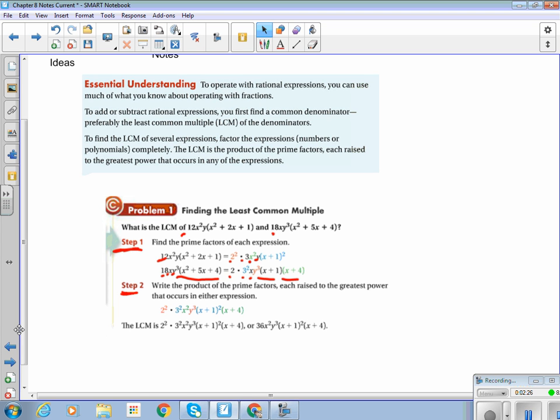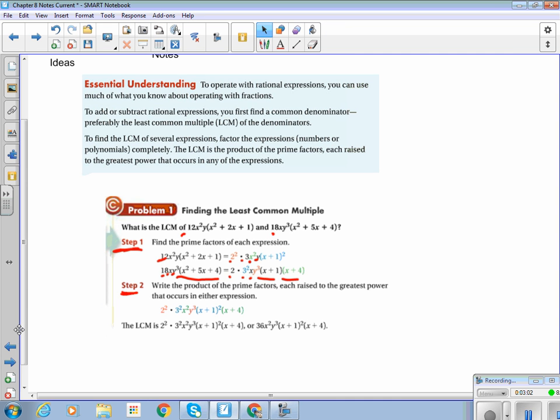So now, if I look at 2 squared and 2, I need to take the highest power that occurs. So 2 squared is the highest power of 2. For 3, I have a 3 on the first one, and then 3 squared for the second one, so you're taking the highest one. I have an x and an x squared, so I take the x squared. I have a y and a y cubed, I take the y cubed. I have an x plus 1 squared and an x plus 1, I take the squared. And I have an x plus 4.